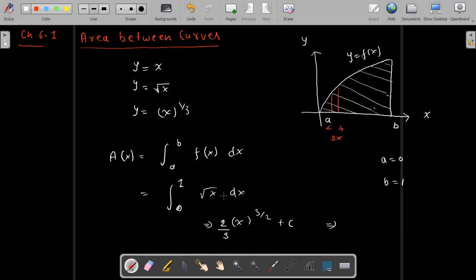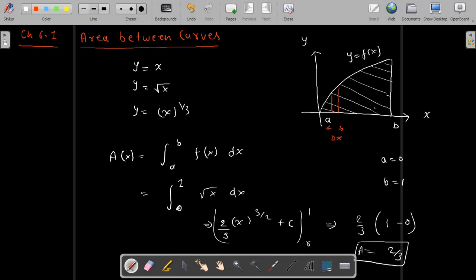Now you put the values. It is 0 to 1, so it will be 2 by 3 inside 1 and minus 0. So it will be 2 by 3. That is the area, right? So this is the way we calculate the area. Getting my point?